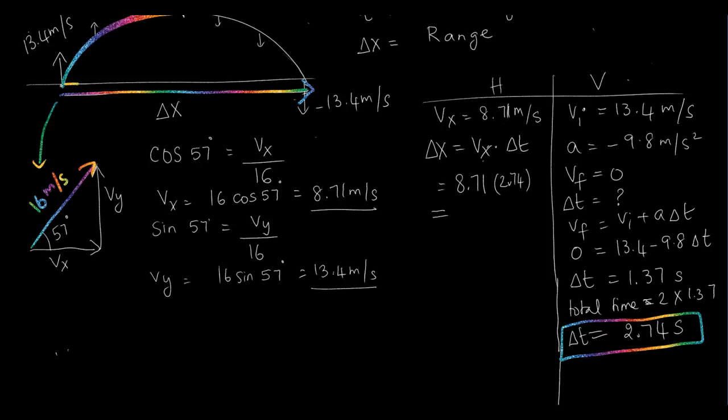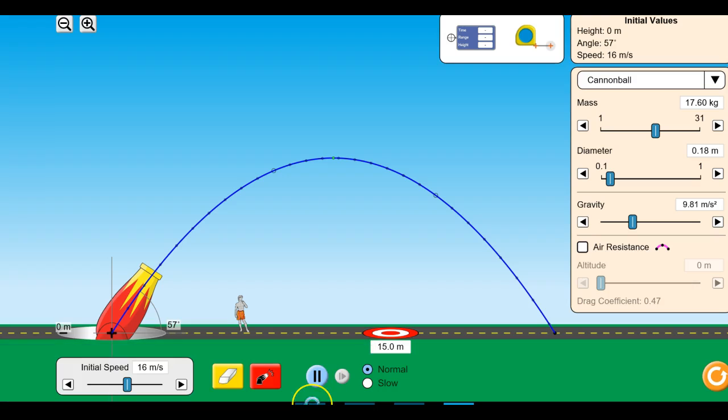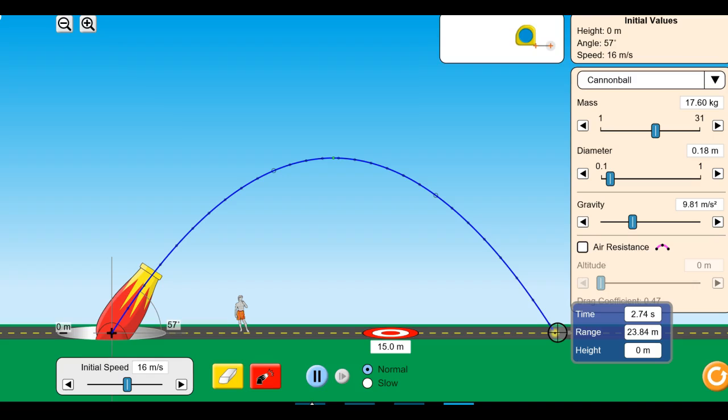Which will be 23.9 meters. So this is how far the projectile traveled horizontally before it landed on the ground. Let's go to our simulation and check these answers. So I'm going to take this tool and put it here to see if we measured this correctly. So it's about 2.74 and 23.8, which is more or less what we had there.